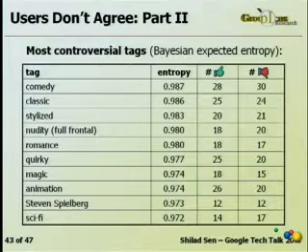Here's another example about how users don't agree. So here's a list of the most controversial tags in MovieLens. And controversial is measured by a Bayesian form of entropy that weights tags with very few ratings lower. So we look for tags with a relatively even up and down rating. And you can see the tags on this list fall into a few categories.